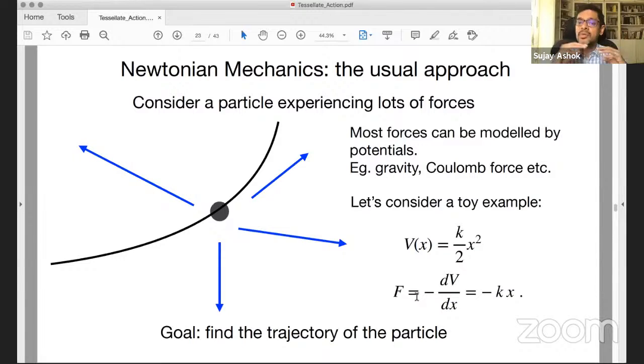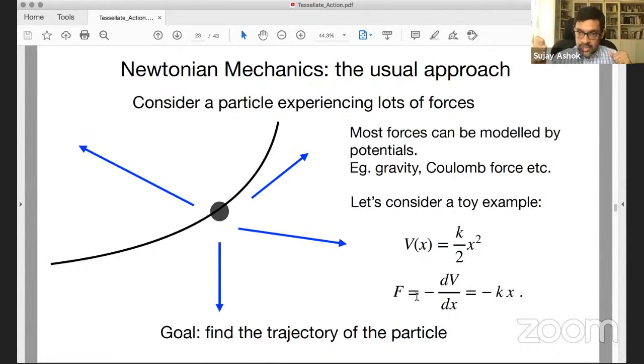So I want to again briefly revise Newton's laws. The usual approach is the following. I have a particle moving somewhere in space and time. I have lots of forces acting on it. I could have a gravitational force. Maybe the particle is charged, so I have a Coulomb force acting, a magnetic force acting, everything. And I want to know, how does this particle move?